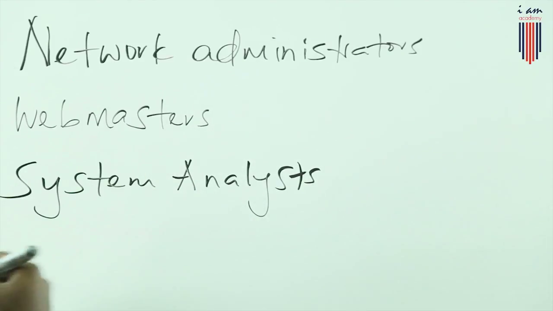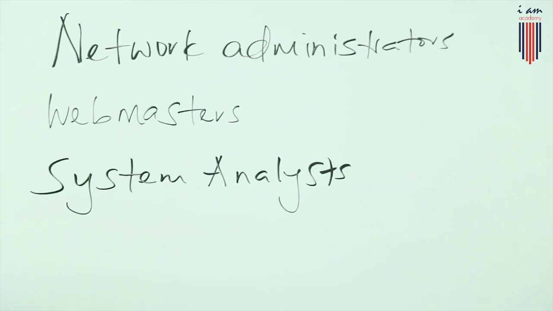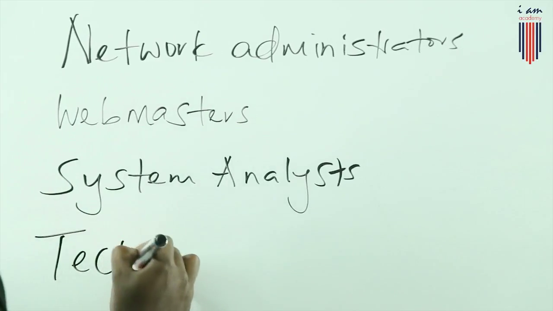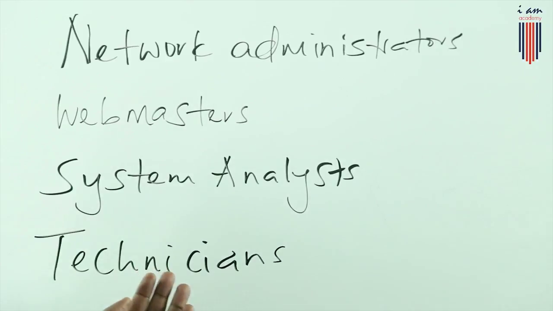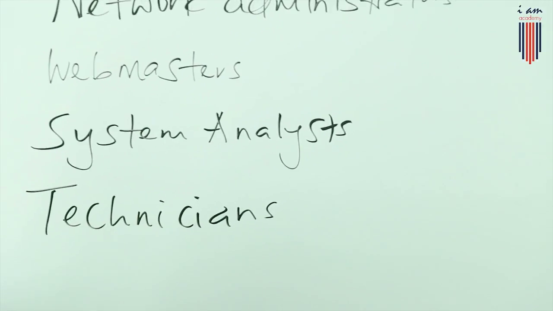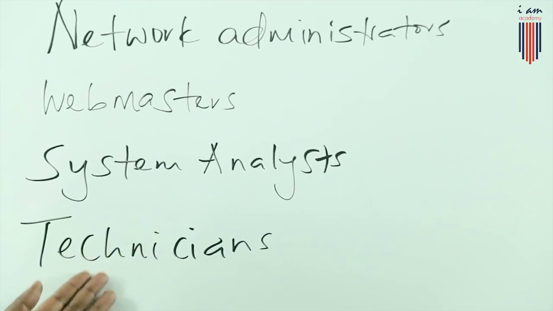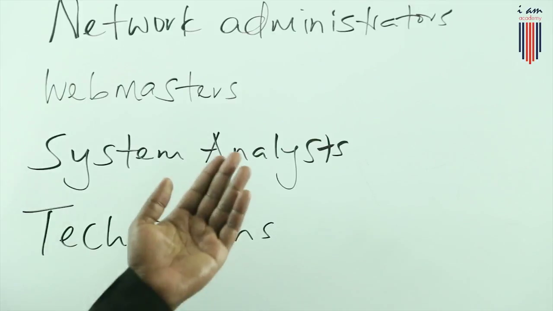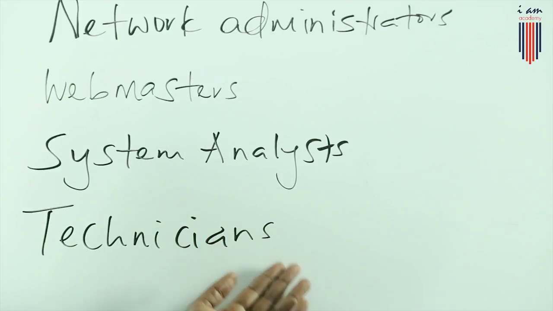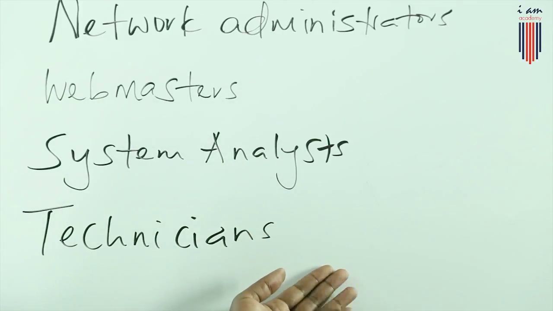Other types of ICT personnel may be people like technicians, very key. Just about every organization now will have some ICT technicians who are responsible for supporting the users. They will troubleshoot hardware problems, software problems, and ensure that the ICT infrastructure in an organization is running.